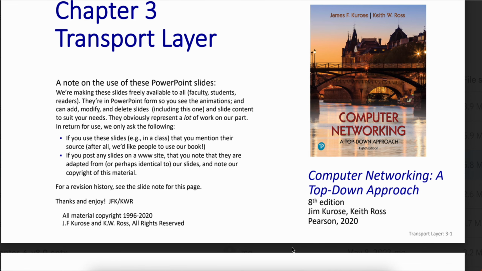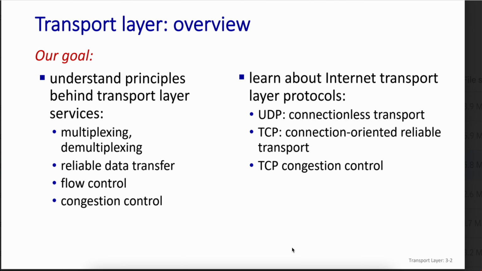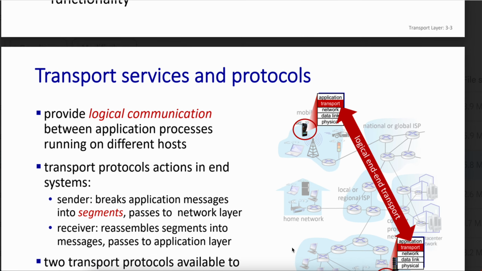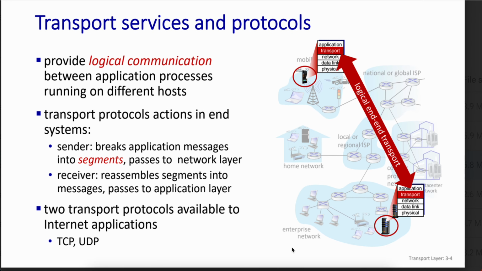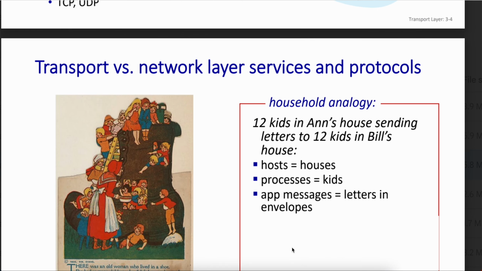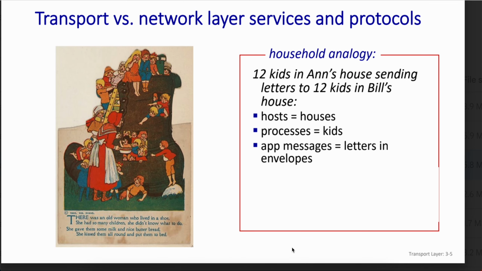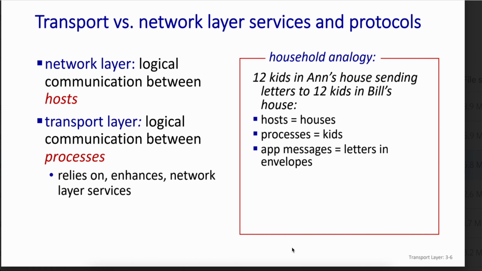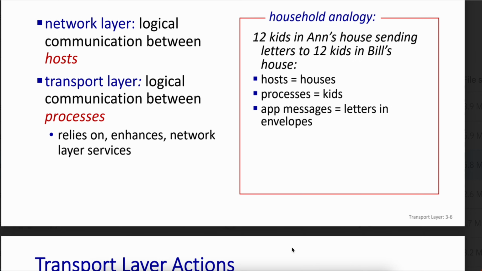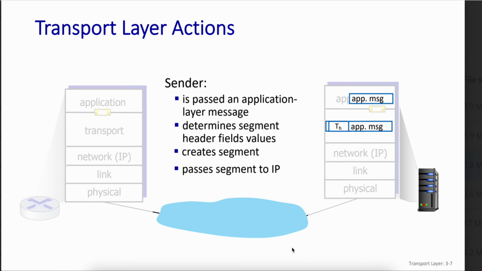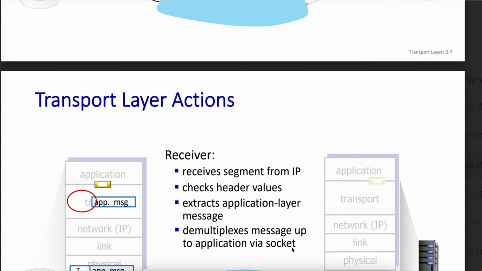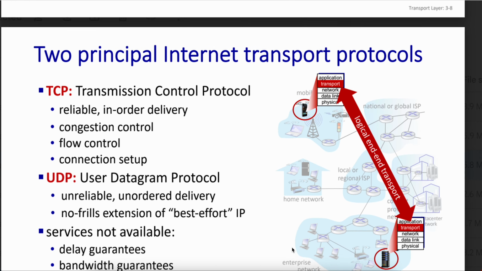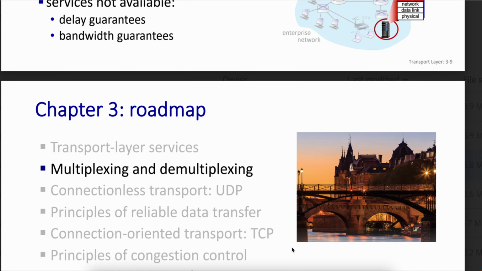Very important. Let's start, going layer by layer. The roadmap is not important. This picture is not important. Transport and network layer services and protocols won't be tested. This part won't be tested, and the transport layer actions won't be tested.